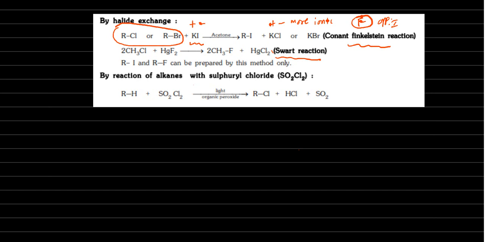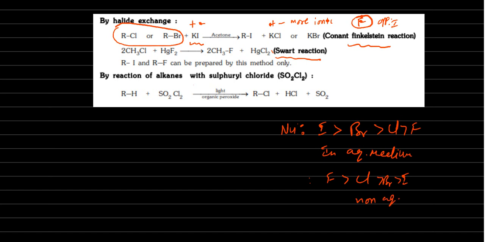So iodide is also a good nucleophile. Regarding nucleophilic character, in aqueous medium iodine is higher than bromine, than chlorine, than fluorine. And in non-aqueous or non-polar conditions, fluorine is higher than chlorine, then bromine, then iodine. This is the nucleophilicity order.